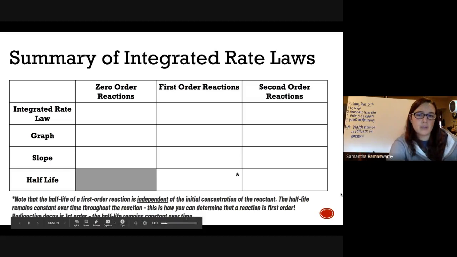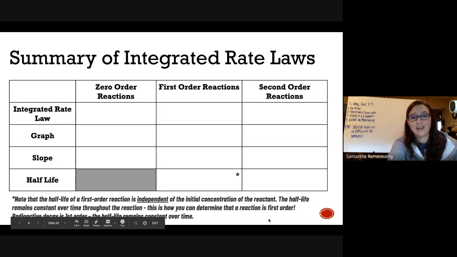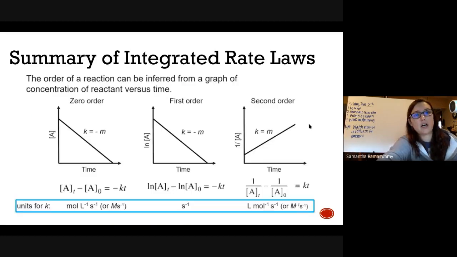If we take a look at the slide deck, before we go to the graphs, I just want to point out at the bottom again about half-life. College Board likes to ask questions about the half-life of a first order process because it does not depend on concentration. Instead, it's constant throughout the reaction. So if the half-life is 10 minutes at the beginning of the reaction, it's going to be 10 minutes at the end of the reaction. That's how you can tell that it's first order. They also like to ask questions on radioactive decay, so nuclear chemistry. Anytime you have radioactive decay, that's first order, so the half-life will remain constant.